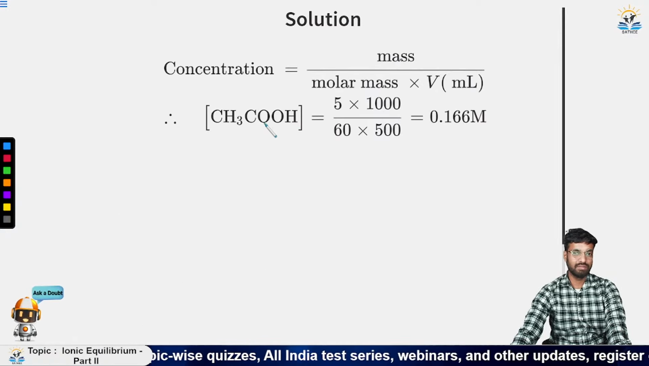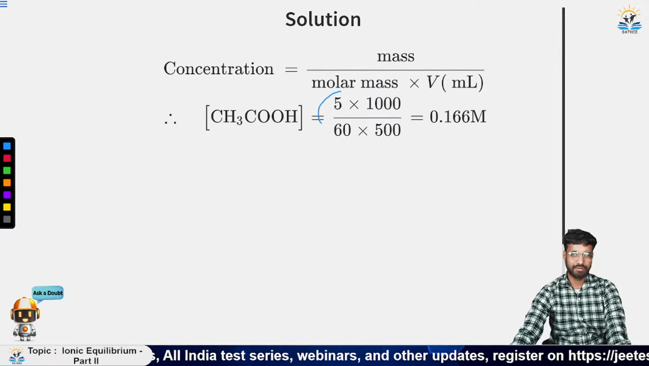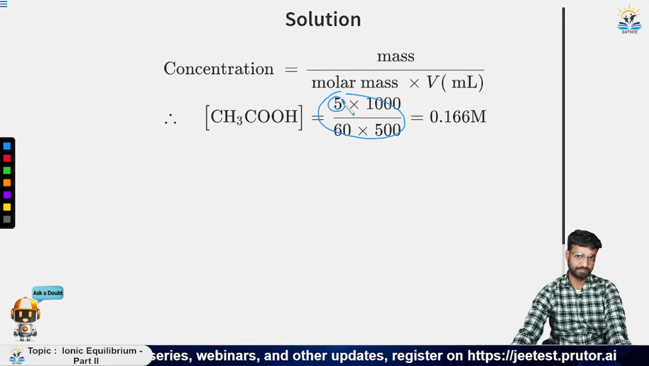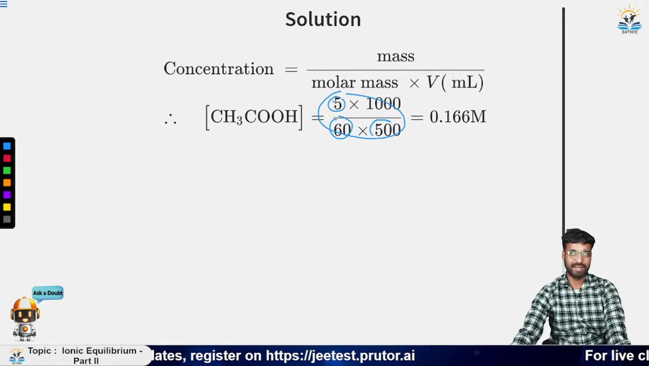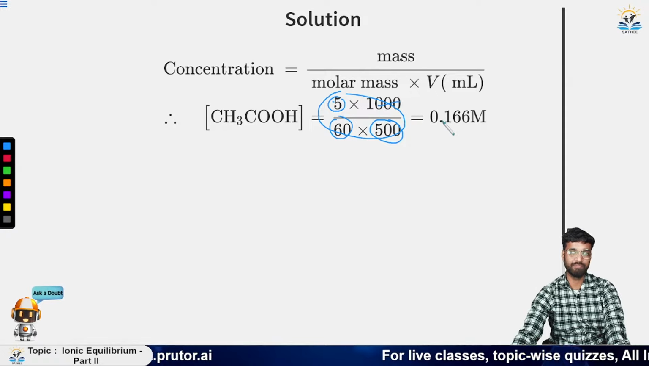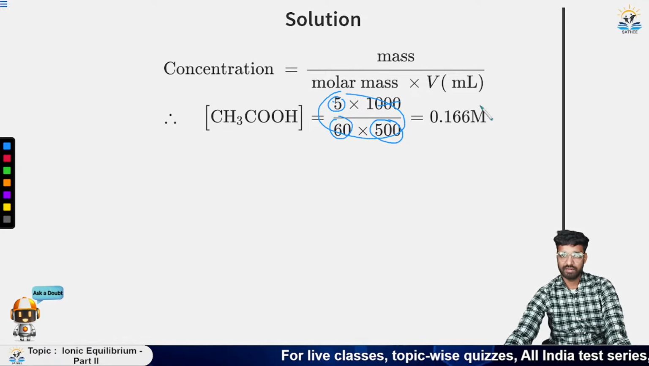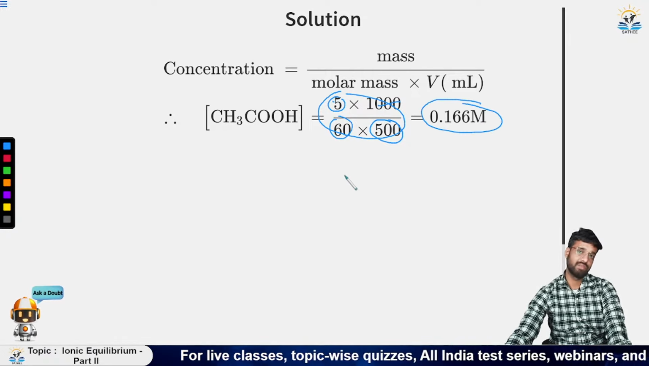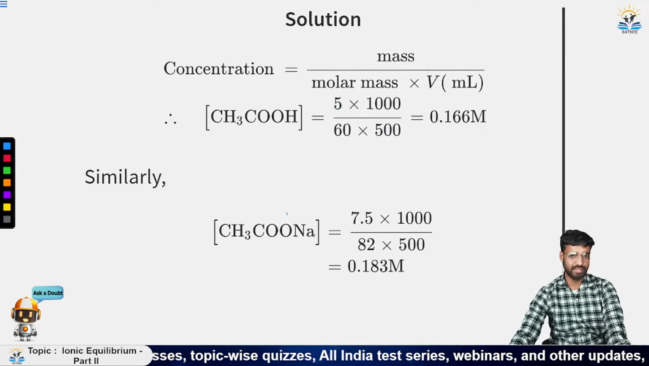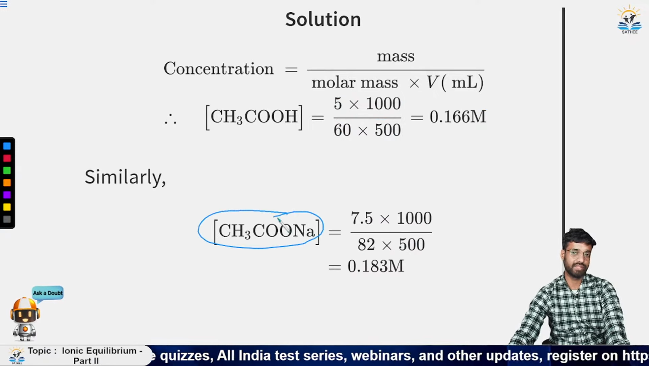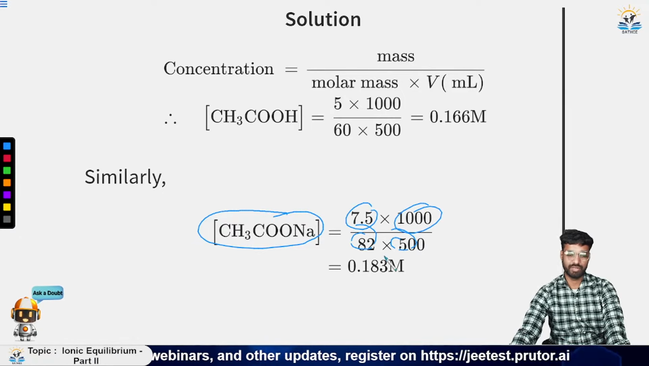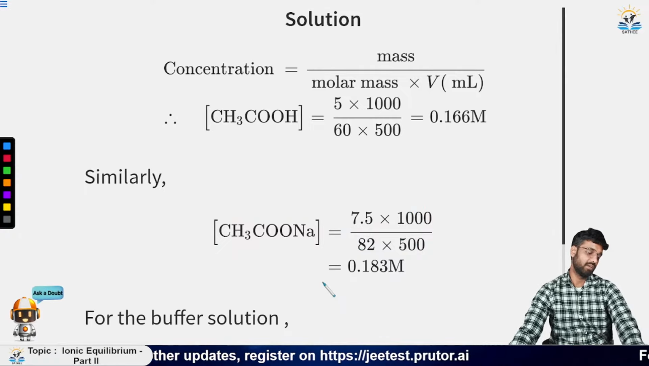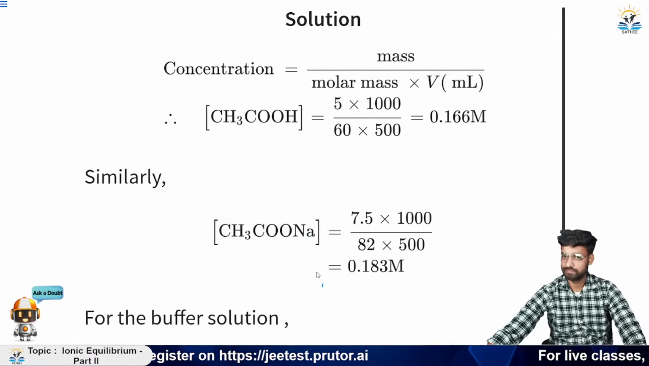So first we will simply calculate the concentration of the acid. The mass is given, we will divide by the molar mass, and the total volume was 500 ml. So we will convert it into liters, dividing by 1000, and we will get 0.166. Similarly, for CH3COONa, you can use the same method: divide the mass by the molar mass, and divide by the volume in liters. Now we know the formula for a buffer solution.